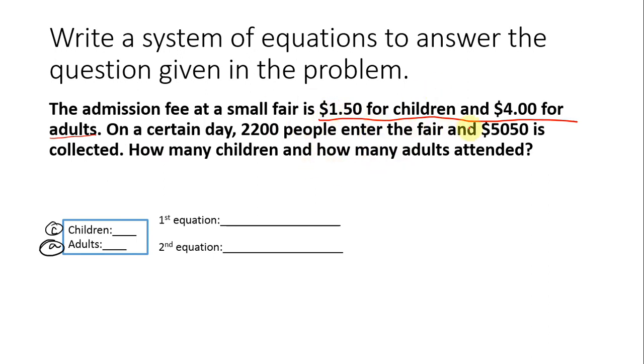I'm going to look for a sum if the problem gives me a dollar amount. And it does. It tells me that $5,050 is collected one night. So I know that I got that $5,050 by getting $1.50 from each kid that came, and $4 for every adult. That would be my first equation. Try to find the info for the second equation.